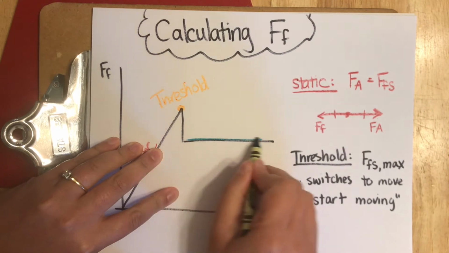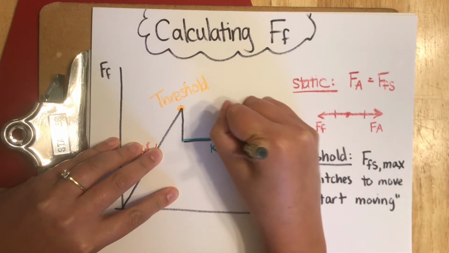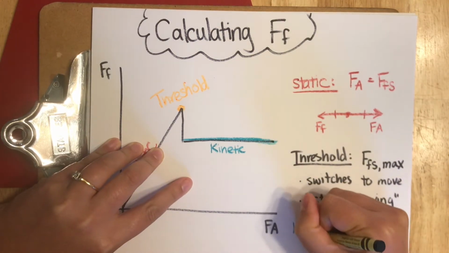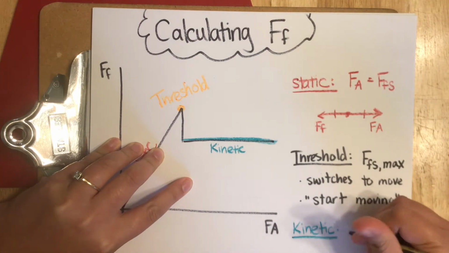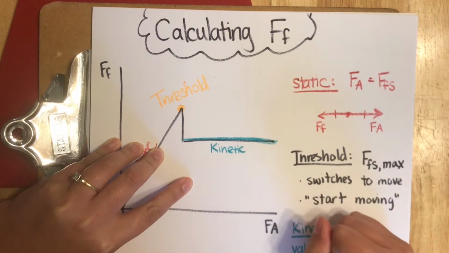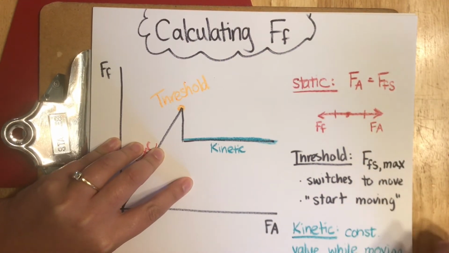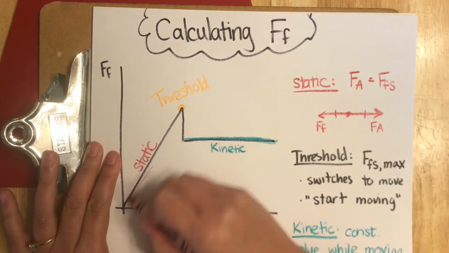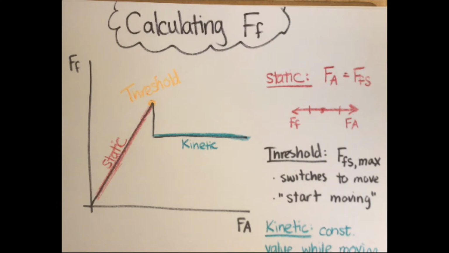Finally, the last region is the kinetic region. I've heard people call this kinetic energy, and guys, you want to avoid that. Kinetic simply means moving. This is the constant amount of friction that two solid surfaces feel as they slide past one another. As long as they're moving at any velocity relative to each other, that constant value of kinetic friction stays the same. So static, threshold, and kinetic are three distinct regions of this graph.